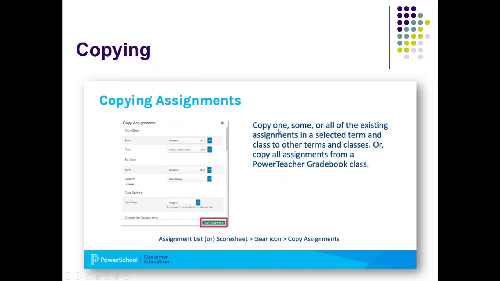So again, copy one, some, or all of the existing assignments in a selected term or other terms. So for instance, you can go from semester 1 to semester 2, marking period 1 to marking period 3, and you just hit copy assignments, and that'll get them copied over. And you get there by your assignments list or the score sheet. At that point, there will be a gear icon that you would click on, which is the little star washer, and then copy assignments once you've set up your parameters here.